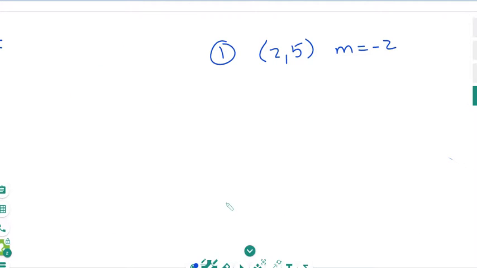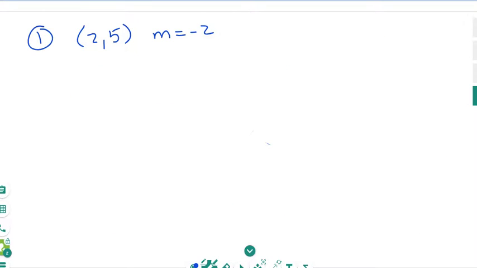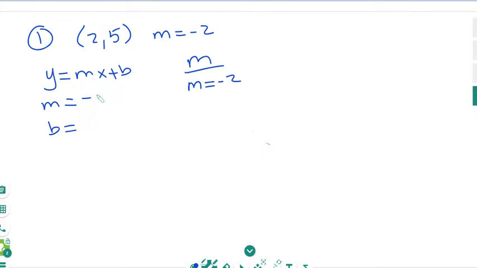So we're going to look at the first question that we have. We're given a point and we're given a slope. We're asked to find the equation of the line. So the first three things we're going to write are y equals mx plus b, m equals, b equals. We're going to find the slope. We're given the slope, so there's no work to do. We're simply going to write in -2.